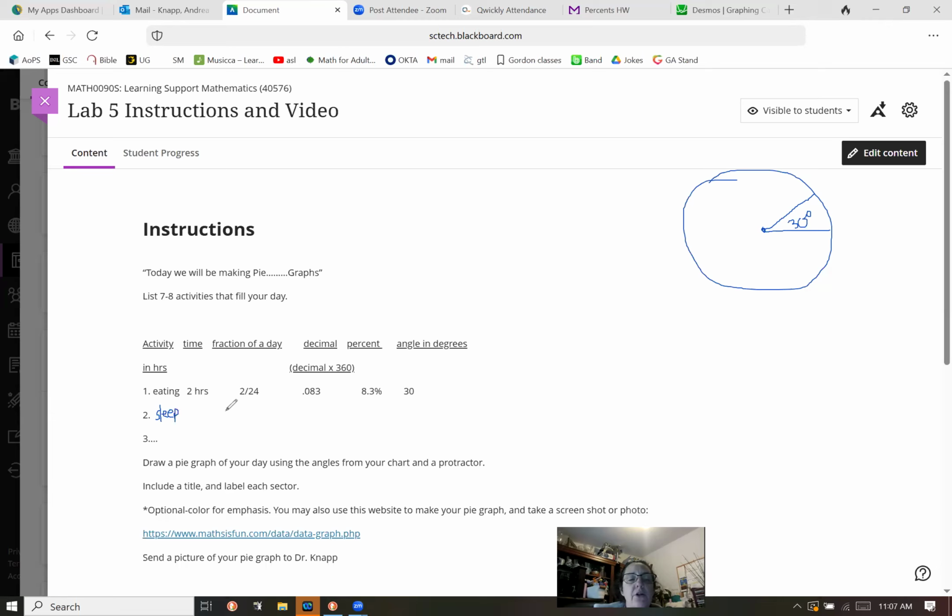Now let's say that you get 8 hours of sleep per day. So for your sleep category, you can put 8 hours under your time column. For the fraction of a day, that would be 8 hours out of 24 hours. And the decimal for that, you would take 8 divided by 24. Would be 0.3 repeating. Put a little repeating bar on that.